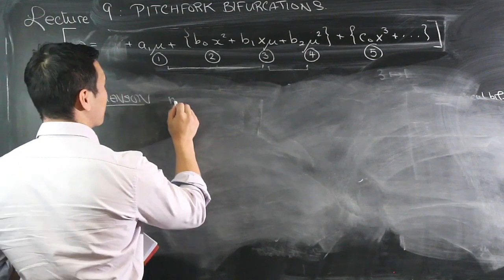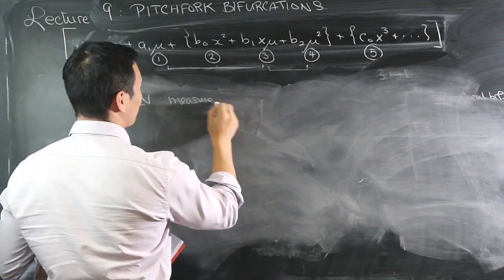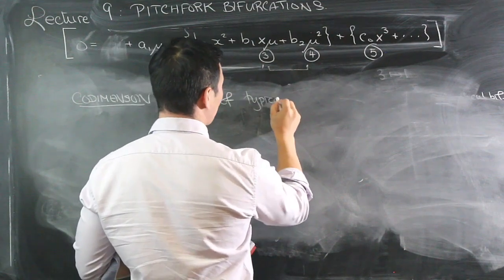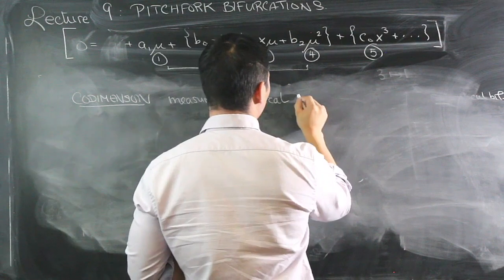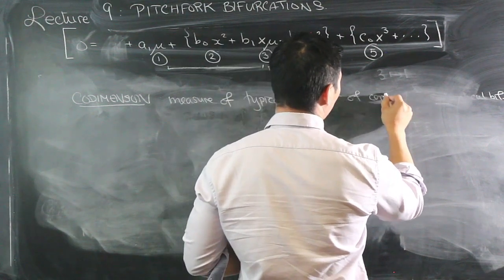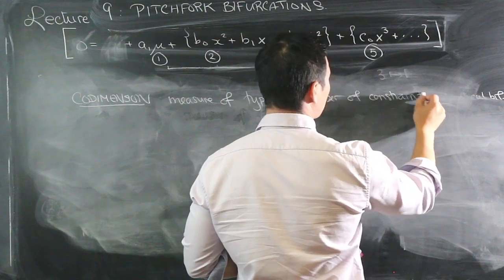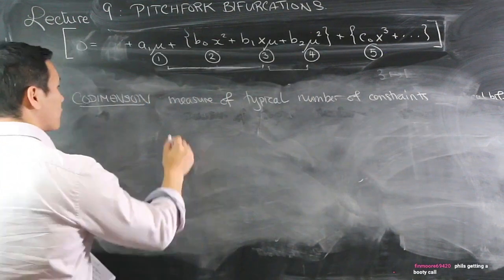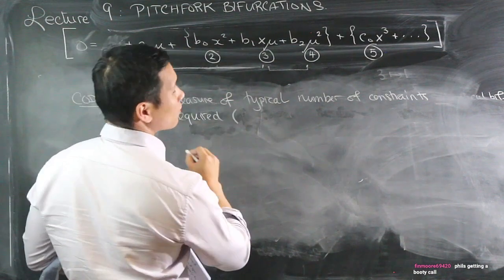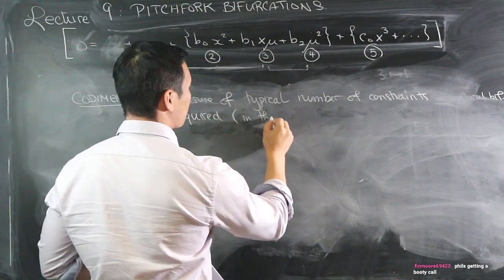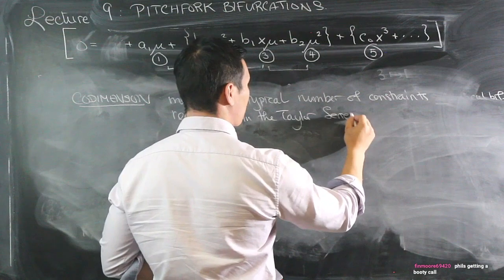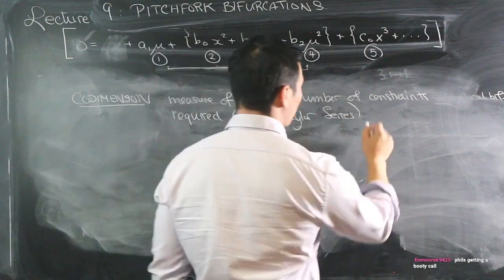Codimension is a measure of the typical number of constraints or conditions required in the Taylor series in order to see the bifurcation.